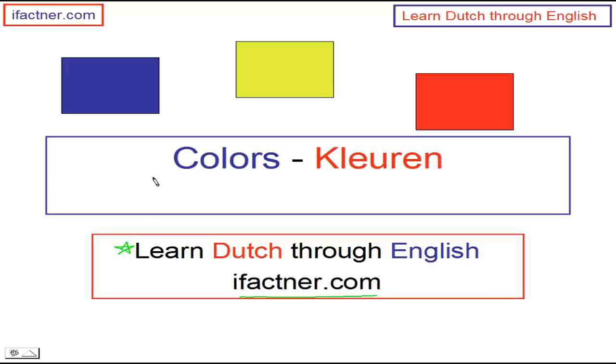In this lesson, we are going to learn what different colors are called in Dutch. Colors, kleuren. K, L, E, U, R, E, N, kleuren. Color is called kleur, and colors are called kleuren. Usually in Dutch, for plural, we add an N at the end.